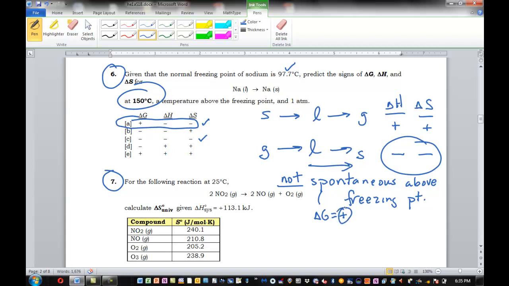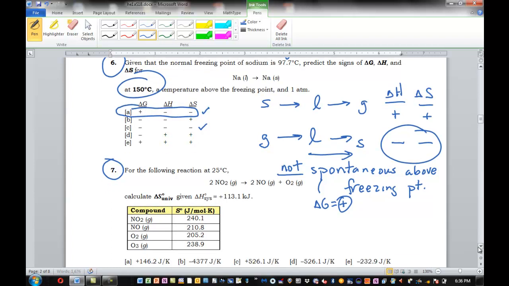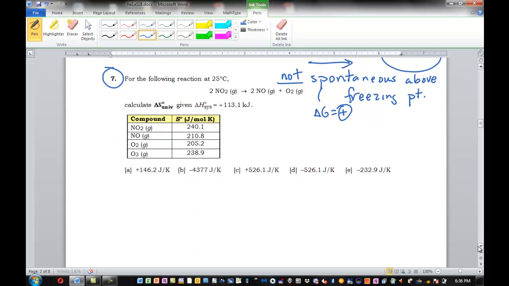Okay, think through these. For these phase changes, delta H and delta S are fixed depending on which direction you're going. Then you have to look at the temperature to decide: is that process spontaneous at that temperature? And that will tell you whether delta G is negative or positive. All right. So 5, 6, 7, we were on a roll here because these were 3 of the most missed questions.